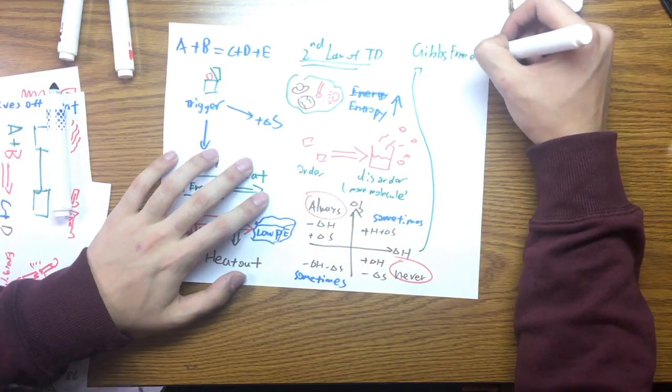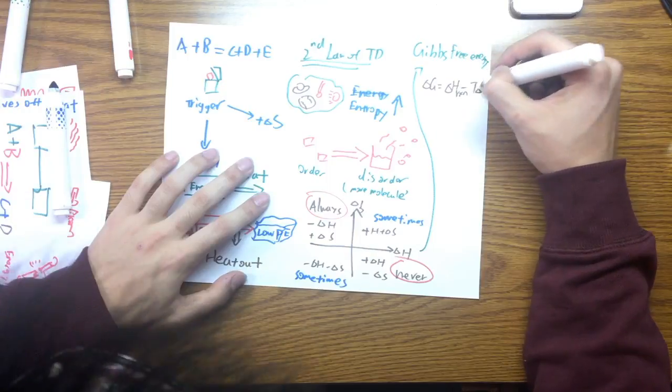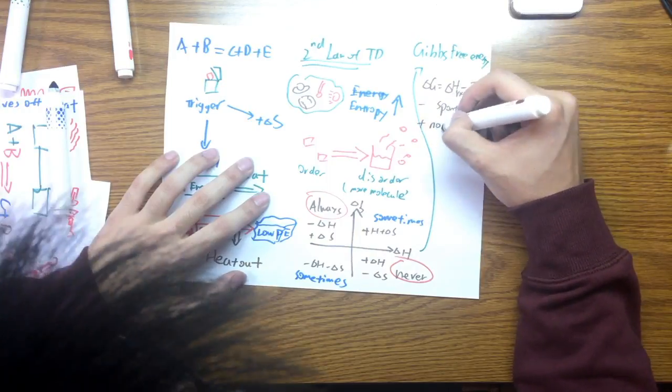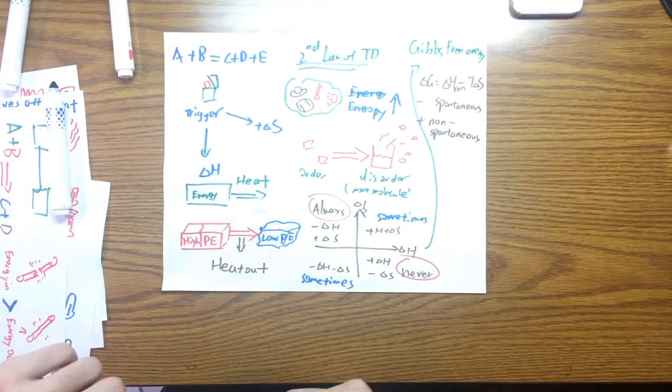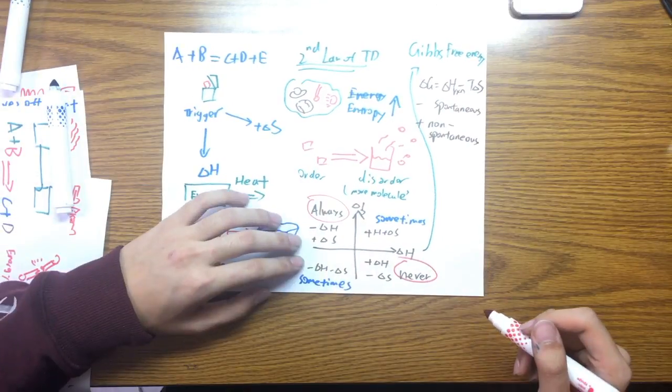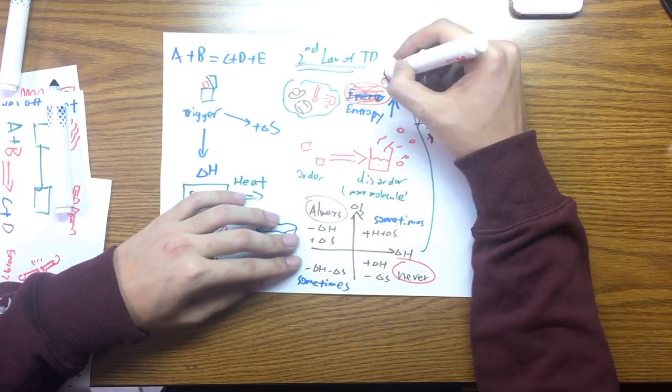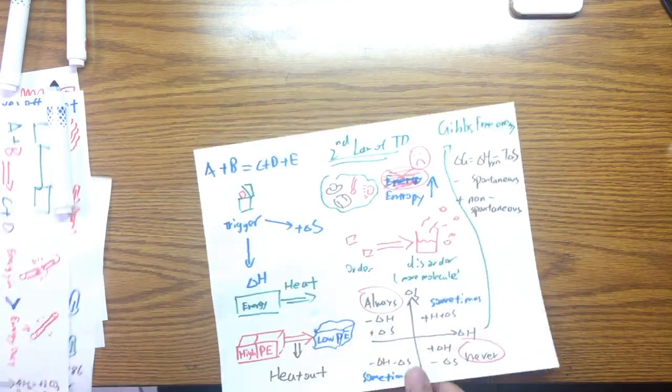To determine whether the reaction is going to happen, or whether it is spontaneous, we need to use the Gibbs free energy. The formula is delta G equals delta H reaction minus temperature times delta S. When Gibbs free energy is negative, the reaction is spontaneous. When it is positive, the reaction is non-spontaneous.